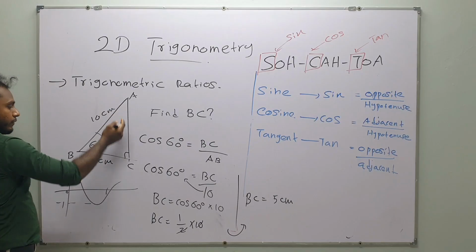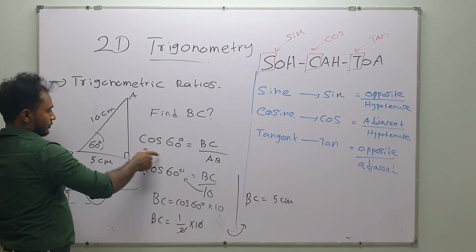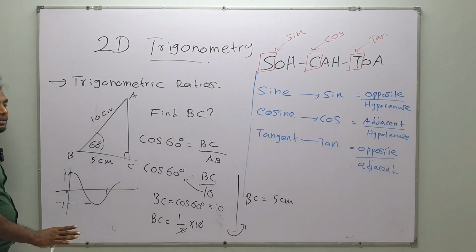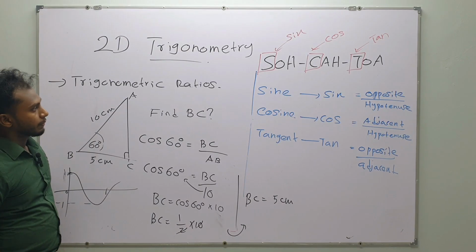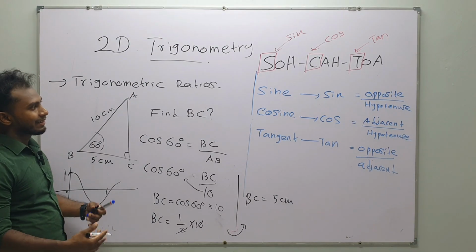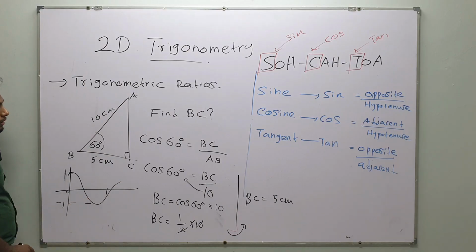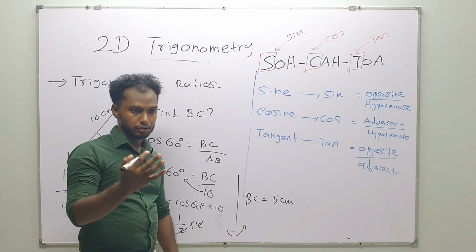If you have been asked to find the AC, you have to use the sine ratio here. Sine is AC over hypotenuse. That's how you practice the questions. Okay, I'll do another session basically discussing the IGCSE past papers to practice the practical approach of these theories. All right. So these are the three basic trigonometric ratios.